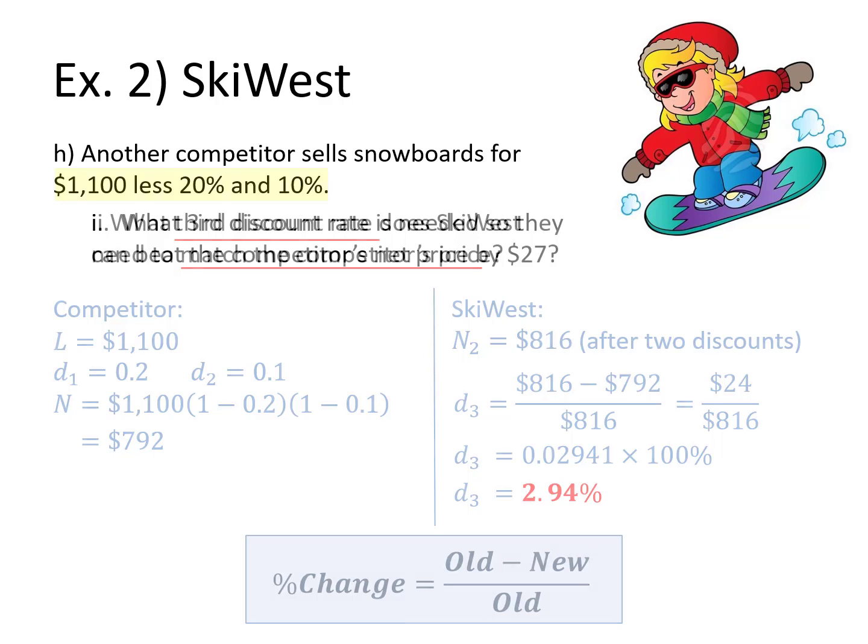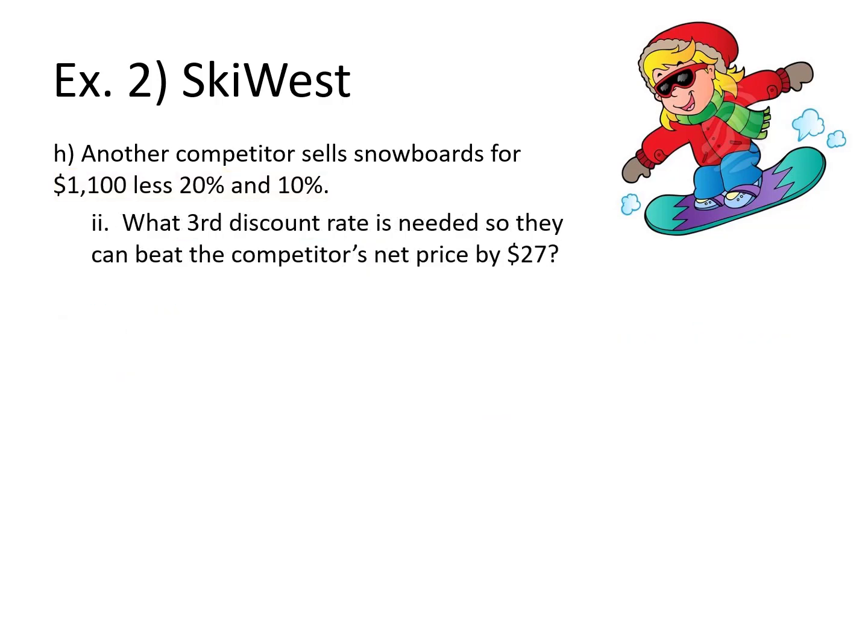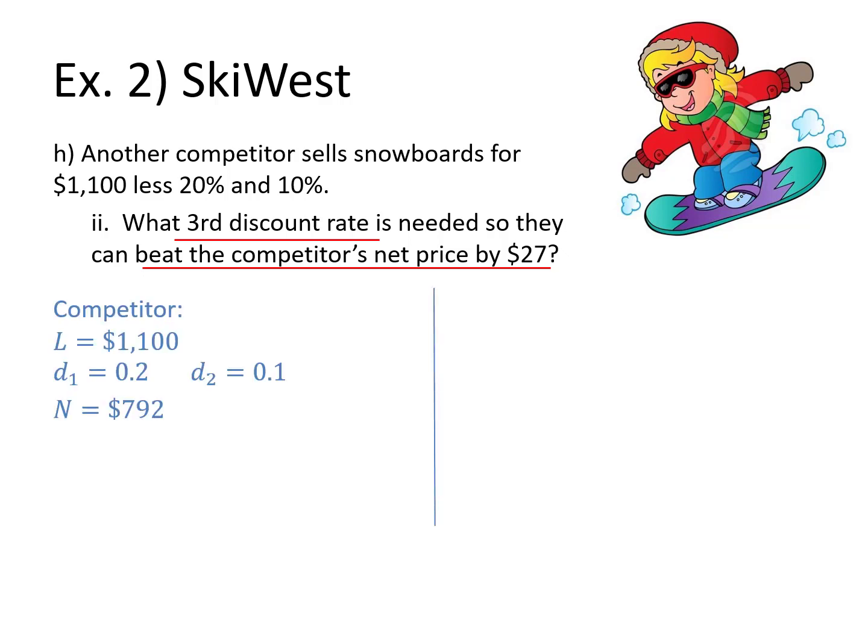So the second part of this question, we have the same competitor. What third discount rate is needed so they can beat the competitor's net price by $27? So we want a third discount rate that's not only going to match the competitor's price, but beat or be lower than their net price by $27. So let's split this screen to be the competitors on the left and Ski West on the right again.